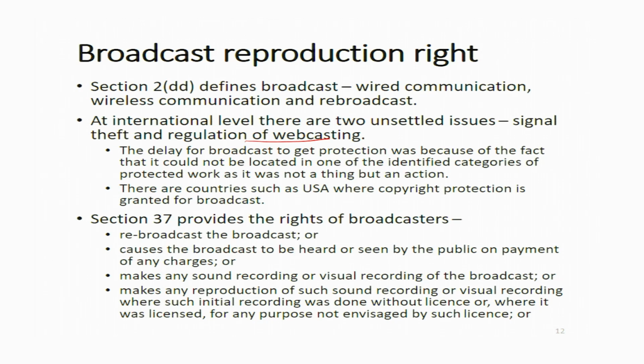The rights which are there in section 37, and as I said, all these rights put together are called broadcast reproduction rights. This term broadcast reproduction right is a plural term. These rights are the right to rebroadcast the work, right to cause the broadcast to be heard or seen, right to make a sound recording or visual recording, right to make reproduction of a sound recording or visual recording, right to give the recording on commercial rental. All these rights put together are called broadcast reproduction rights.